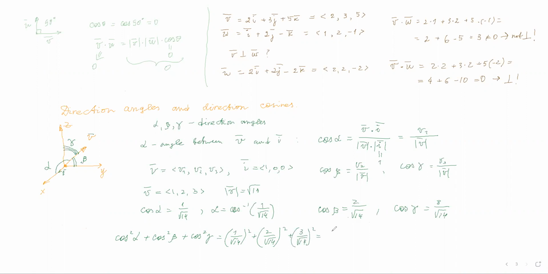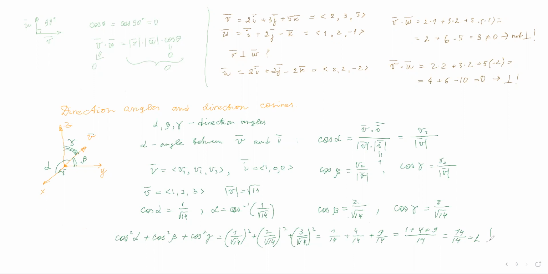Well, 1 squared is 1, right? The square root of 14 squared is just 14. Here we have 4 divided by 14, and here is going to be 9 divided by 14. If you bring them into one fraction, what are we going to have, guys? We're going to have 1 plus 4 plus 9, which is 14 over 14, or 1. So actually the sum of squares of direction cosines is going to be equal to 1.